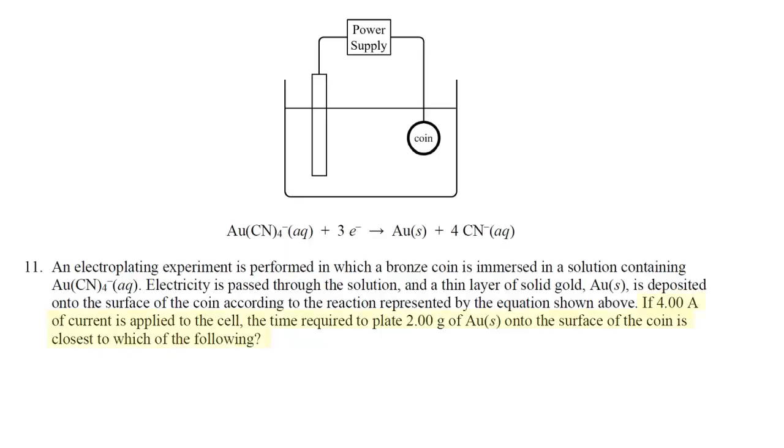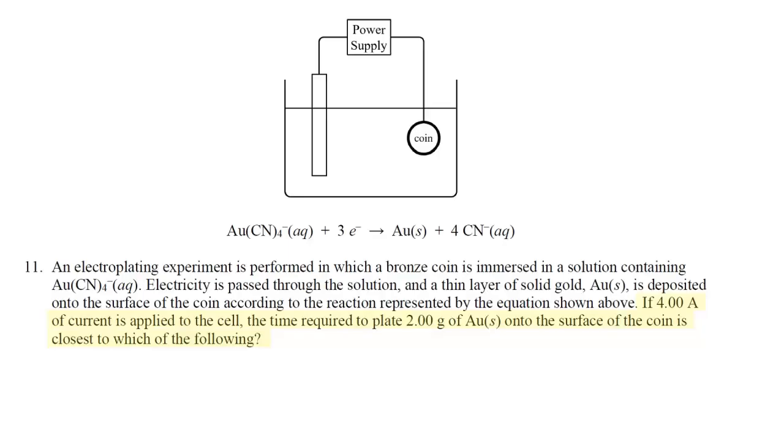Now, if 4.00 amps of current is applied to the cell, the time required to plate 2.00 grams of solid gold onto the surface of the coin is closest to which of the following?